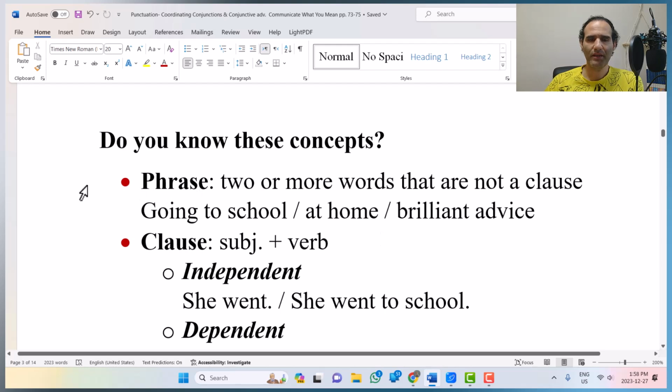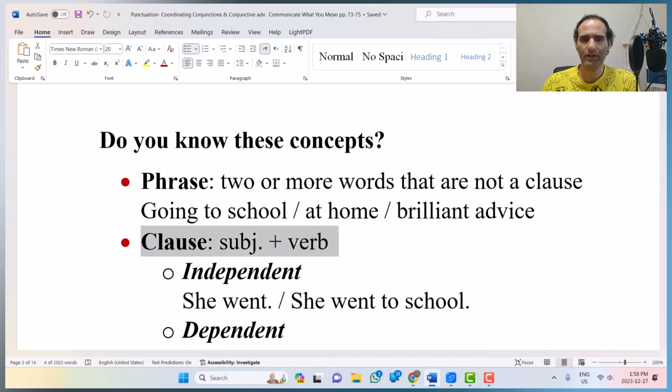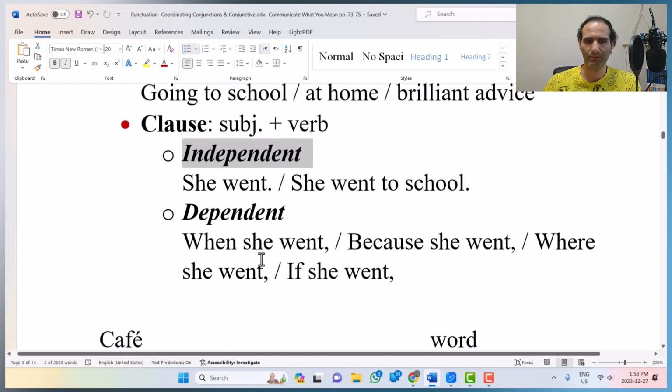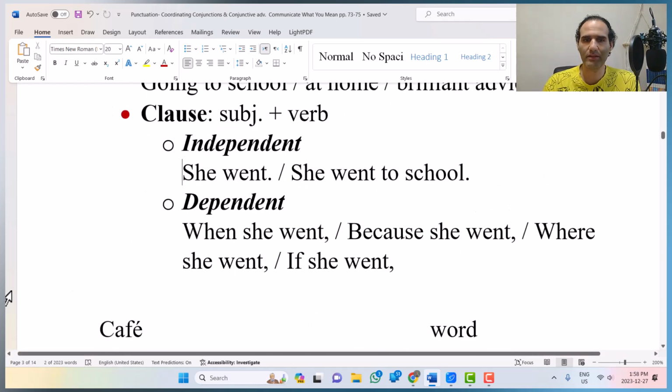Before everything, I hope that you know what a phrase is, what a clause is. So first, the easiest concept is clause. What is a clause? It is the combination of a subject and a verb together. So you got a subject and a verb, you have a clause. Now this clause could be independent. Regarding the meaning, it is independent. It does not depend on any other clause.